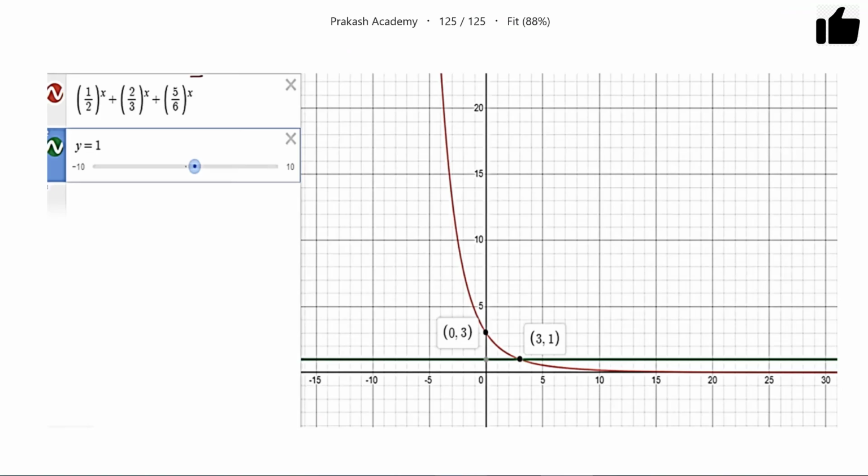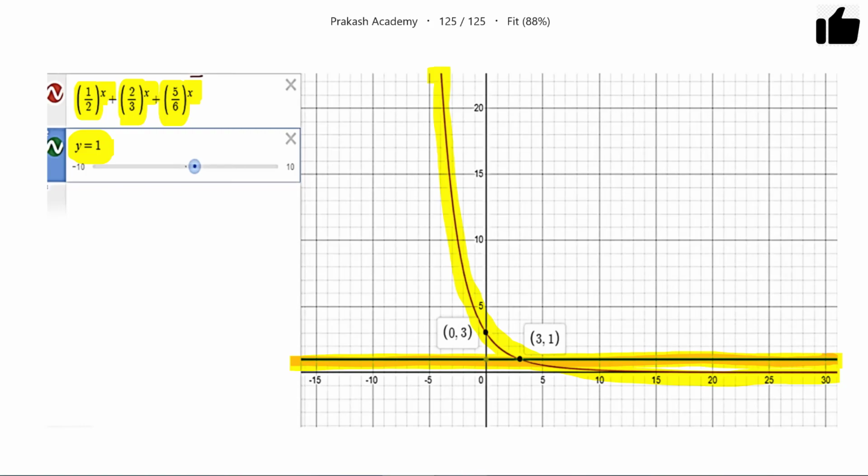Now to illustrate this graphically, I have plotted these two graphs. So the f(x) was, if you remember, (1/2) raised to the power x plus (2/3) raised to the power x plus (5/6) raised to the power x. So I have plotted this graph. So this function is your f(x). So this is going like this. And g(x) is simply 1. So we have plotted this function. So you can see this function is g(x).